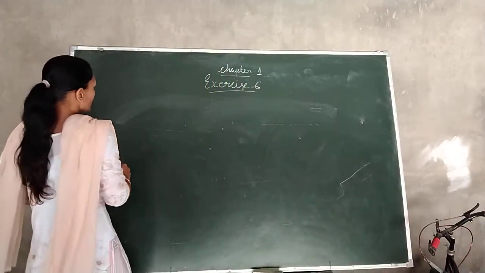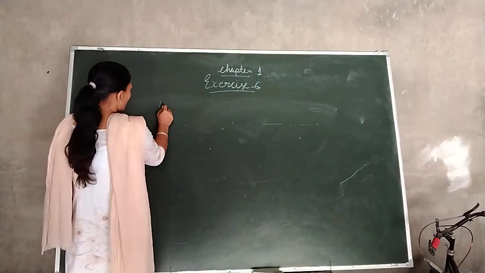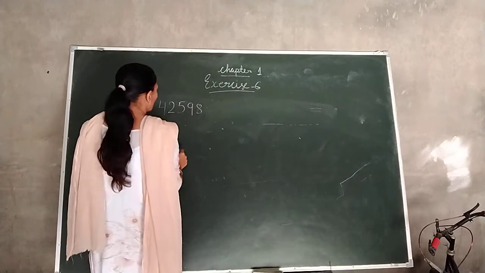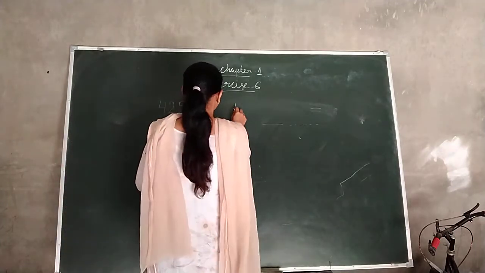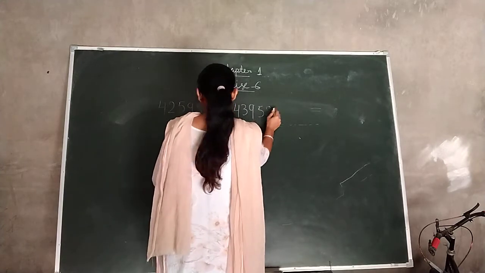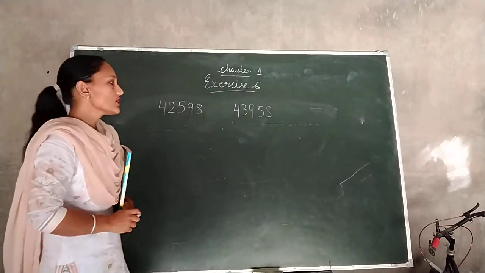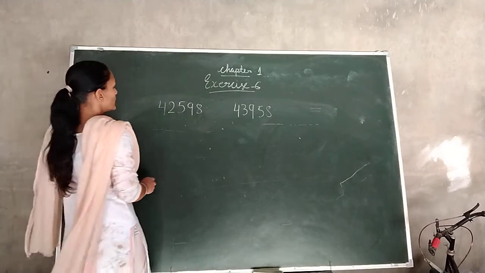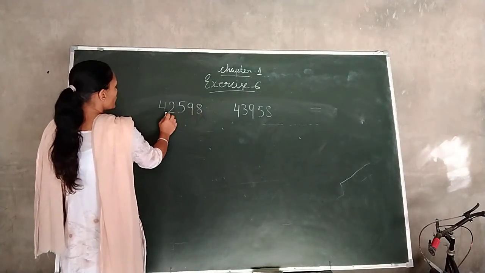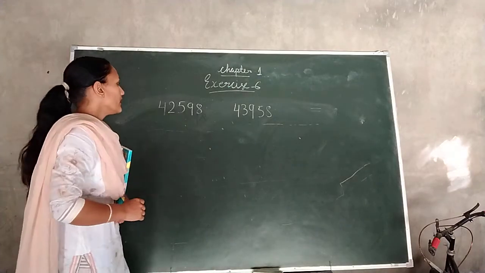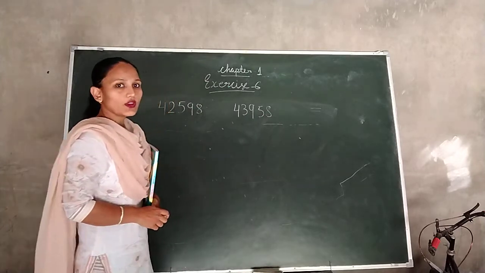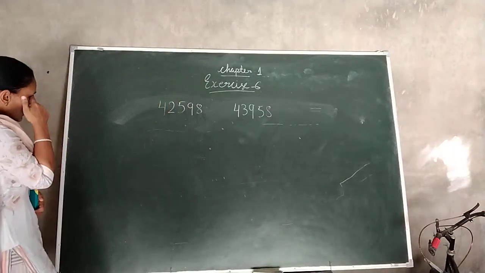So if we are given two numbers like 42,598 and 43,958, we have to check which number is greatest. First of all we will count the digits. Here we have 1, 2, 3, 4, 5 digits, and here we have 1, 2, 3, 4, 5 digits. So it means the number of digits is the same.